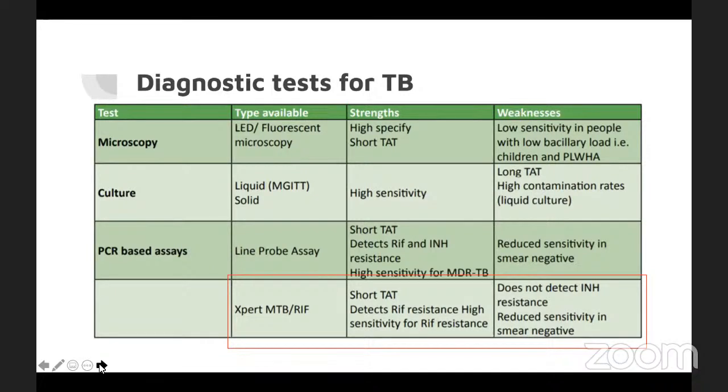Then we have the PCR-based tests. So line probe assay is useful for drug resistance confirmation and detects both RIF and isoniazid resistance. And then we have GeneXpert, which is useful for rapidly detecting TB and allows us to rapidly exclude rifampicin resistance. So for this reason, we use it as a first-line screening test because the turnaround is very quick, about 2 hours.